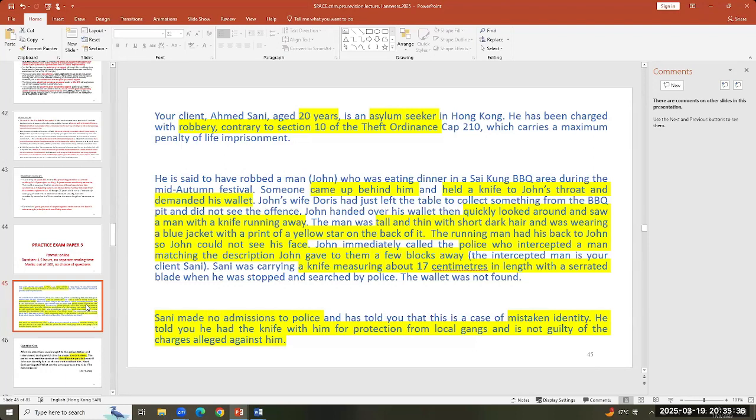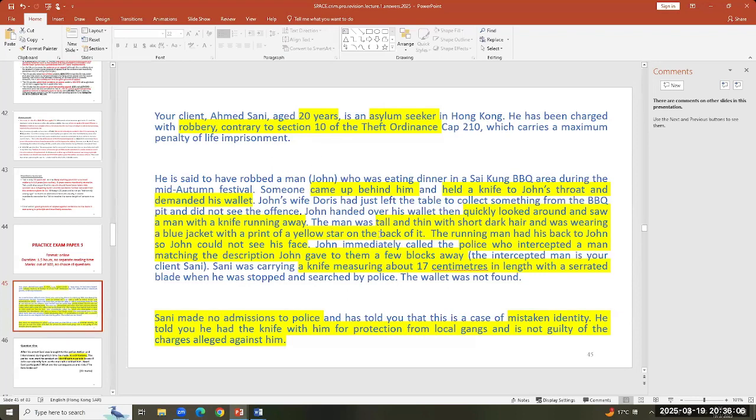He called the police and they intercepted a man matching the description John gave a few blocks away. That's Sani. Sani was carrying a knife measuring 17 centimeters in length with a serrated blade when he was stopped and searched. He made no admissions to the police. He says it's mistaken ID. He tells you he had the knife with him for protection. He's not guilty.